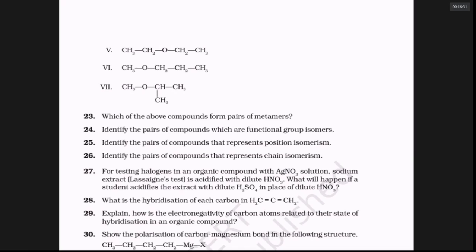Sir, the screen is not visible. Sir, you are not audible. Yes, sir. Are you there? Hello? Yes, sir. We are here only. Your voice is not audible in between. Yes, sir, in between we got disconnected.